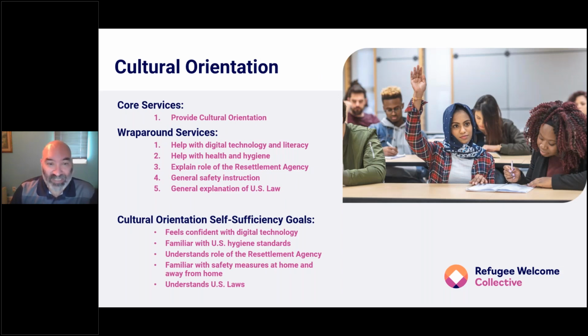When it comes to cultural orientation, one is to provide that cultural orientation. There are additional wraparound services, help with digital technology and literacy, help with health and hygiene issues, explain the role of the resettlement agency, the general safety instruction, general explanation of U.S. law. Some goals might be things like that, that the client feels confident with digital technology, that they feel familiar with U.S. hygiene standards, that they understand the roles of the resettlement agency, that they're familiar with safety measures at home and away from home, and that they generally have a basic understanding of U.S. law. Let's go to the next slide.